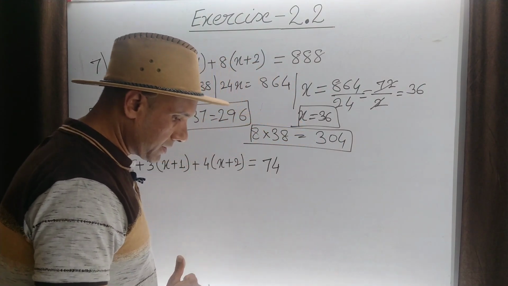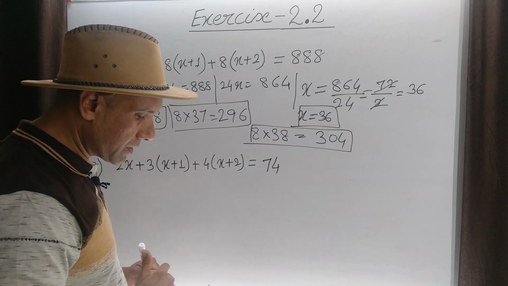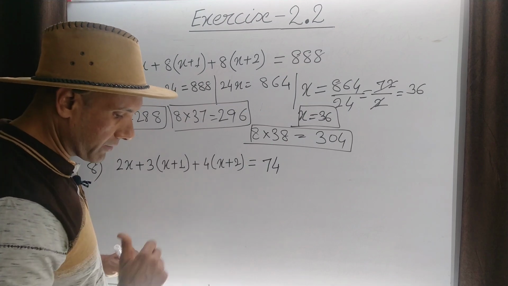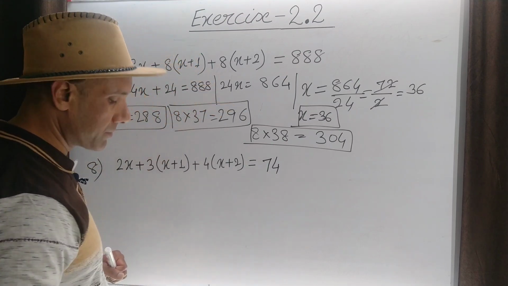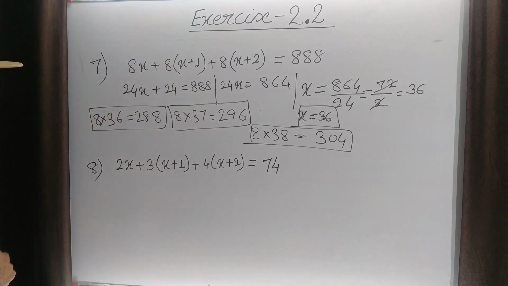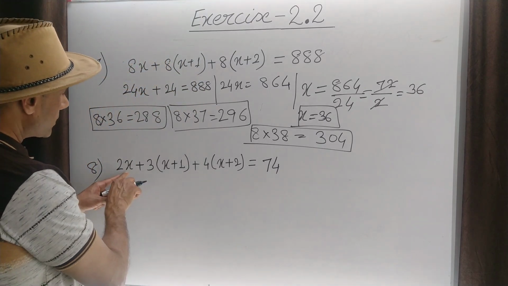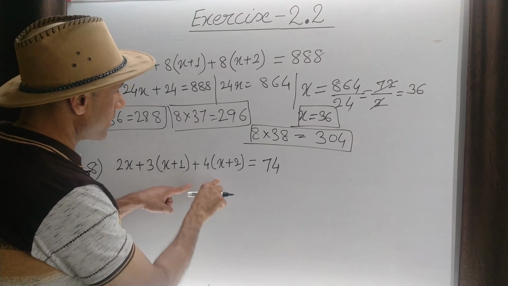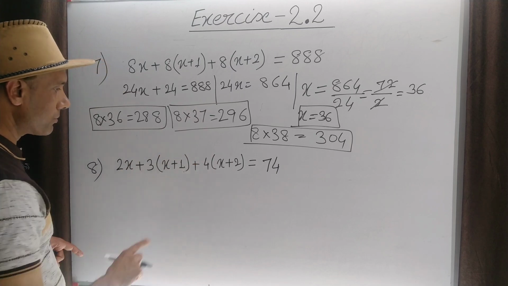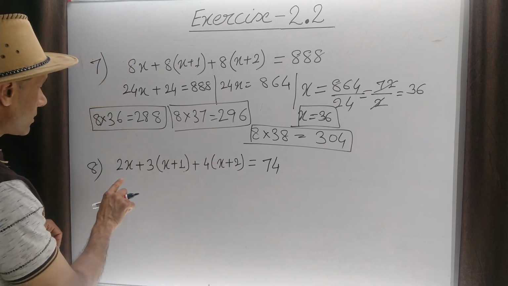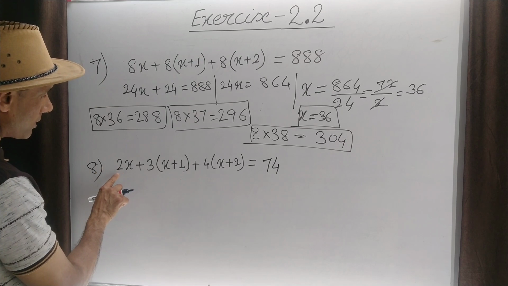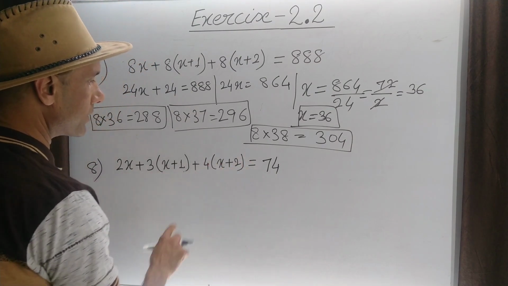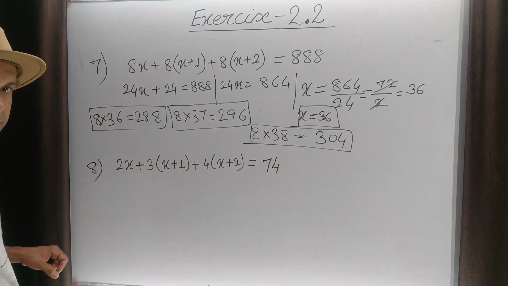Three consecutive integers are such that when they are taken in increasing order and multiplied with 2, 3 and 4 respectively, they add up to 74. We have to find the integers. So the first integer is x, the next consecutive ones will be x plus 1 and x plus 2. They are taken in increasing order. That is, if we multiply the first one with 2, the second one with 3 and the third one with 4, they add up to 74. So we have got this equation, understood?